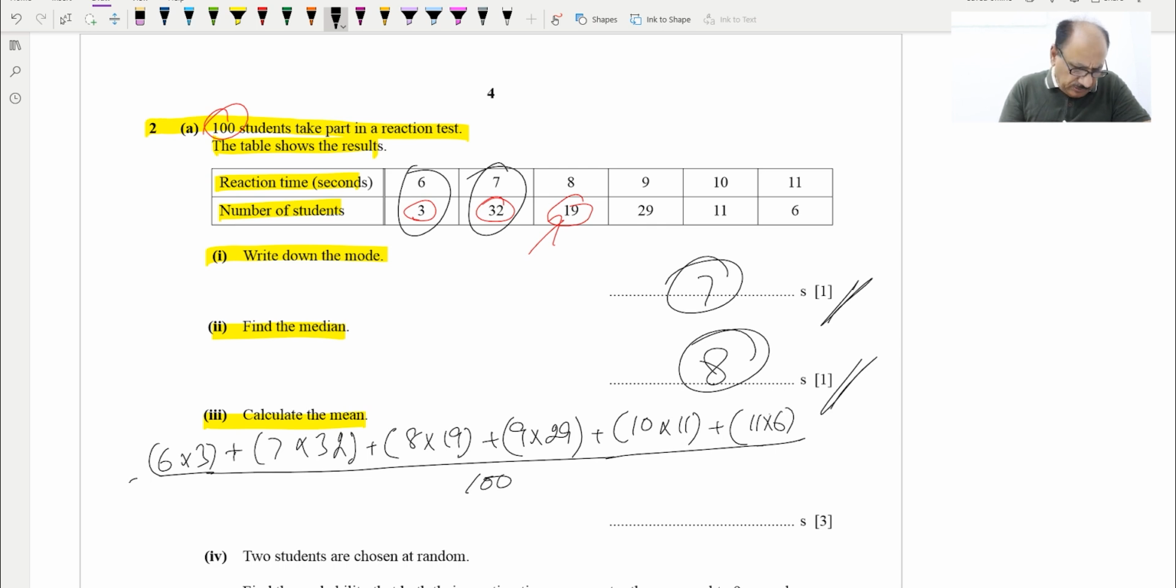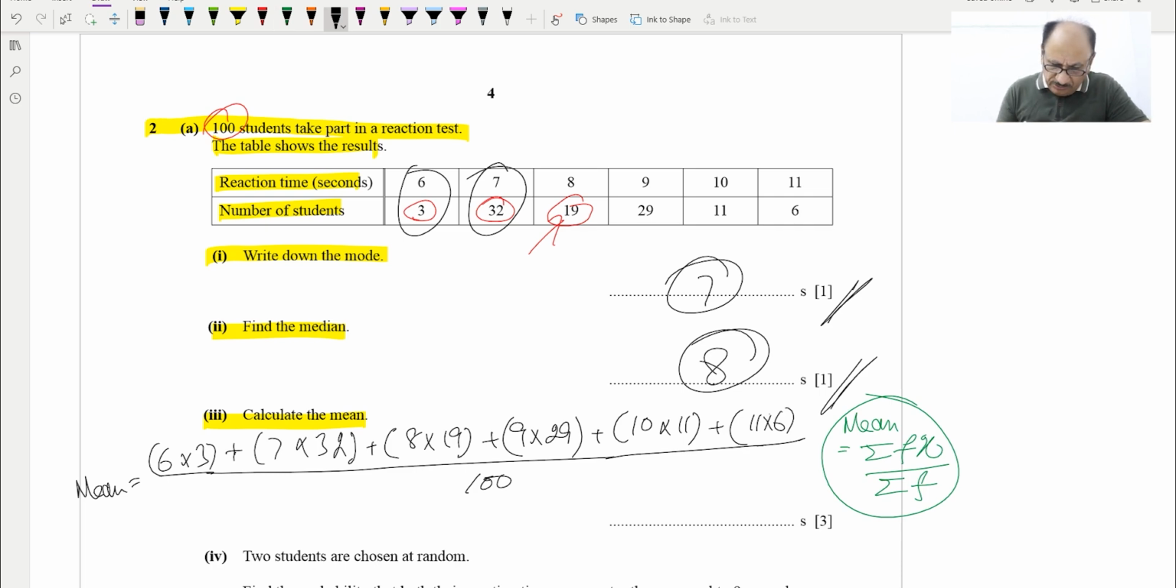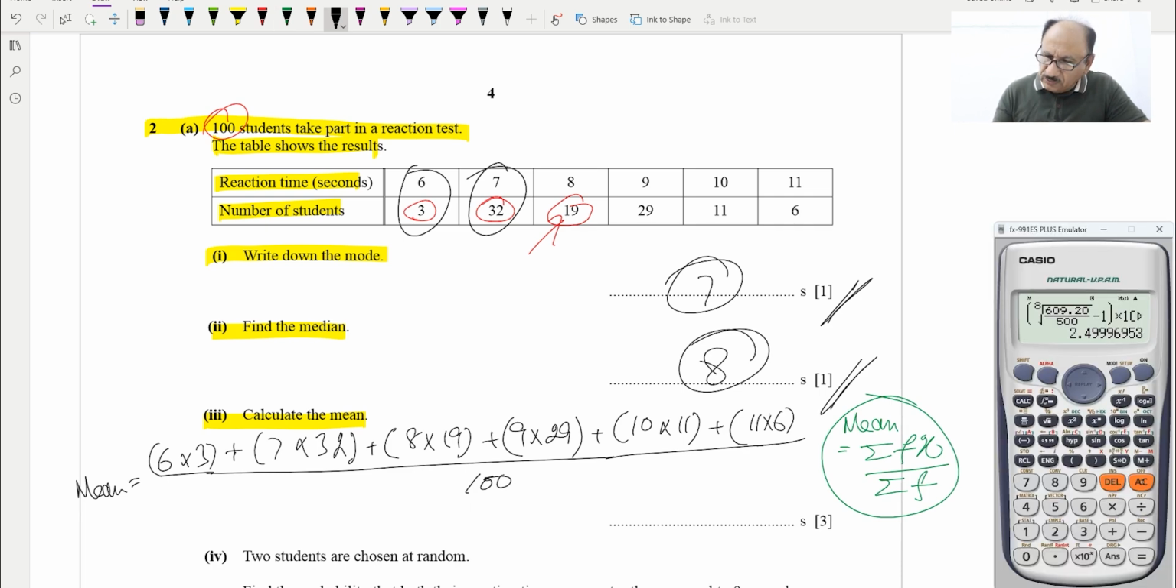So this will be the mean value, and what is the formula for the mean? Sigma fx. The mean is equal to sigma fx over sigma f. This is basically the formula for the mean. Now we can calculate this mean. This is a 3 mark question, so we need to divide this properly.